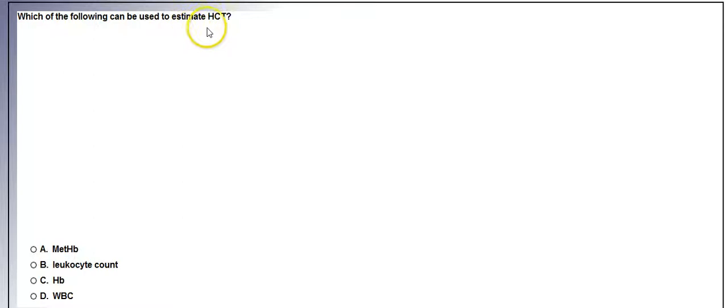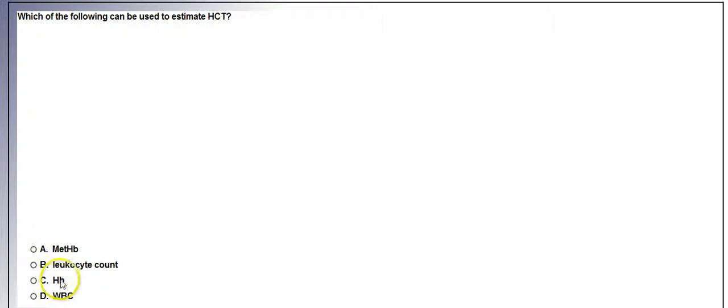So which of the following can be used to estimate your HCT? What's HCT stand for? It stands for hematocrit. All right, the hematocrit and hemoglobin always go together. Remember that it's H and H. Whenever you come up to a patient, you're always going to find out their H and H. They always go together. They're like twins. Okay, so HCT and hemoglobin.